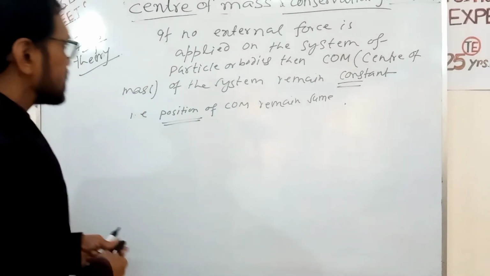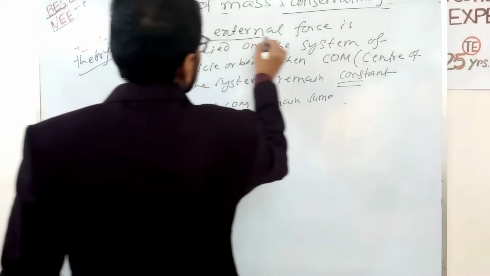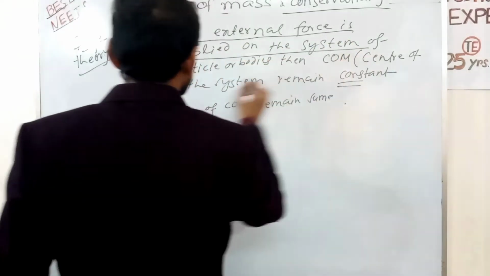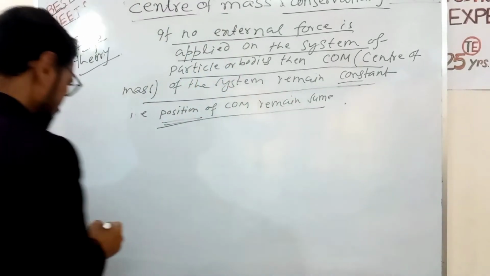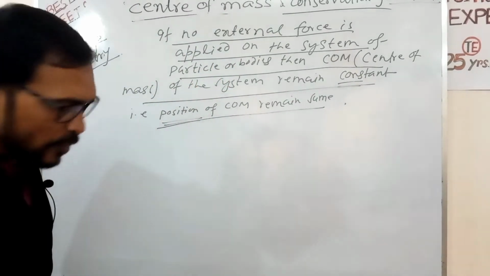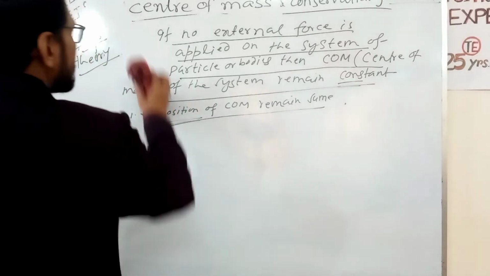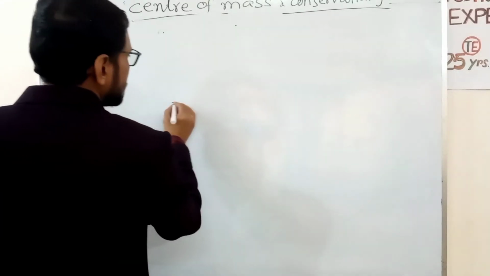So this is the most important theory. From this theory we can solve many problems. Now, what is the problem related to this theory? Suppose this is a smooth ground.